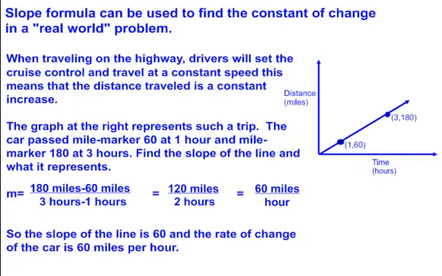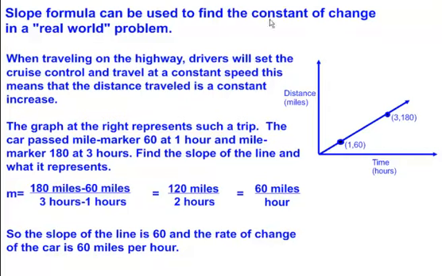Rate of change. You should have heard this before. Rate of change, we know it's slope. It's the difference between the y-coordinates and the difference between the x-coordinates. We know that slope is m. M is rise over run. So what we're doing is we're finding that rate of change between the y-coordinates on the top and the x-coordinates on the bottom. Slope formula can be used to find the constant of change in a real-world problem.